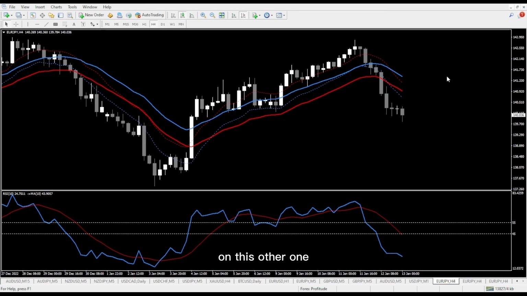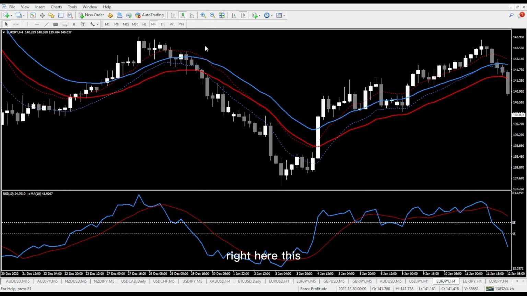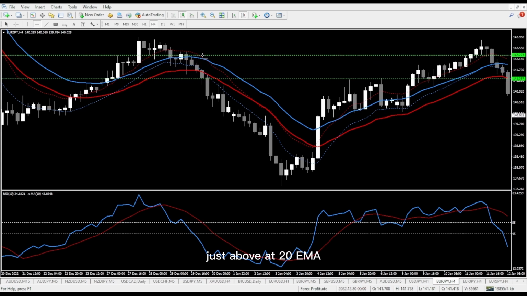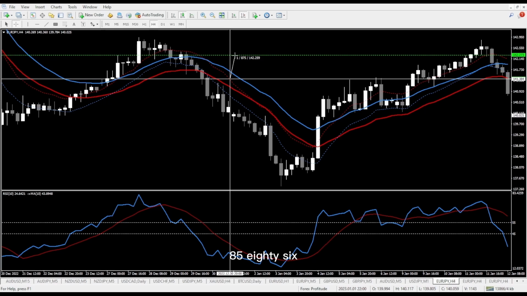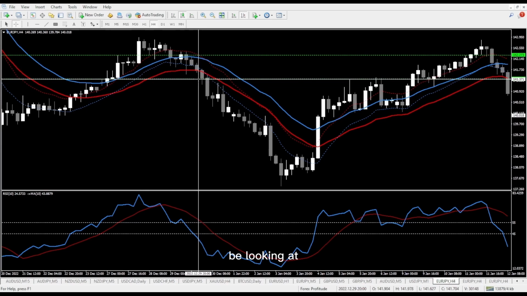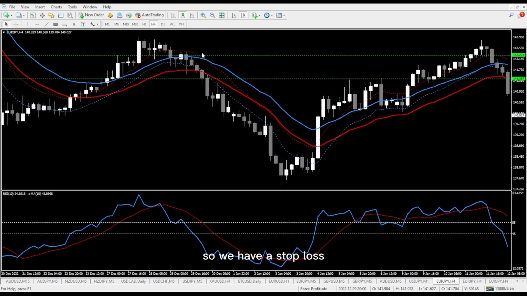Now, if we take a look at this other one, this other short that we had right here, this is the entry. So we've got that entry candle right here. This is going to be the entry level. So when this candle closes, to give us that signal, I'm going to take a look and see where that 20 EMA is. And that's right here. So the stop loss now goes just above that 20 EMA. And that stop loss is right here. So in this case, we're looking at a stop loss that is about 85, 86, 87, maybe closer to 90 pips. So we've got that 90 pip stop loss, which is much better than what we'd be looking at traditionally, which would be above the swing high, which is 175 pips.